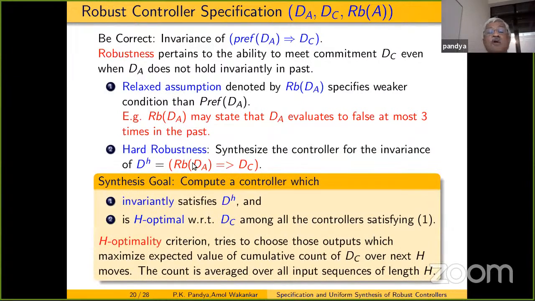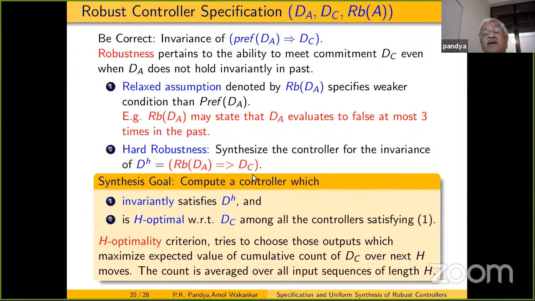But we can also talk about soft robustness. That is, in the cases where hard robustness does not hold, let us try to choose outputs in the controller which will satisfy the commitment even in those cases. That is, for those inputs which do not satisfy the relaxed assumption, you still try to meet the commitment. That is, you try to maximize the frequency of occurrence of the commitment for as many inputs as possible, even when the relaxed assumption does not hold. This is what I call a soft robustness criterion.